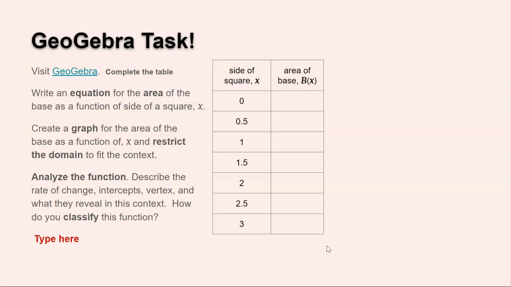And then finally, I want them to describe what's happening. Is your function increasing or decreasing? Where is it increasing? Where is it decreasing? What is the vertex? What does it represent? What happens at the intercepts? What does that look like?